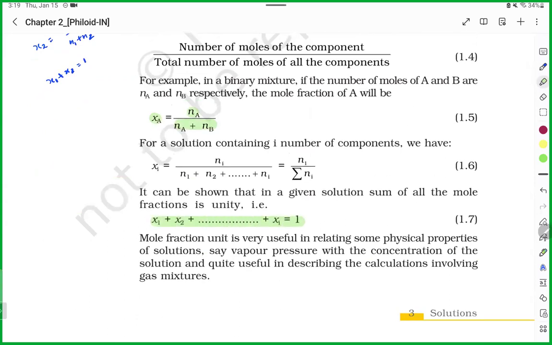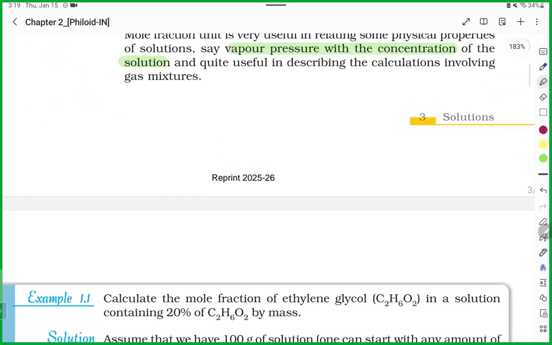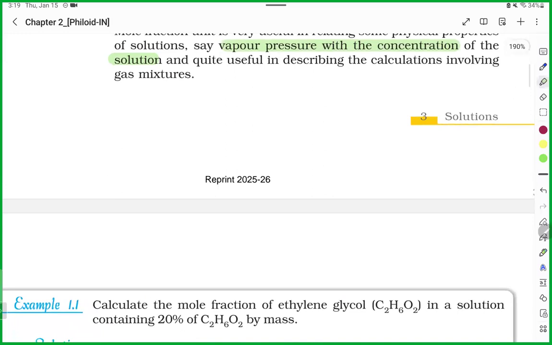Okay. So this is very important in the case of vapor pressure. With the concentration of the solution, we'll use this in the gaseous mixture. Solve this question, guys. Mole fraction of this in a solution containing 20% of this by mass.